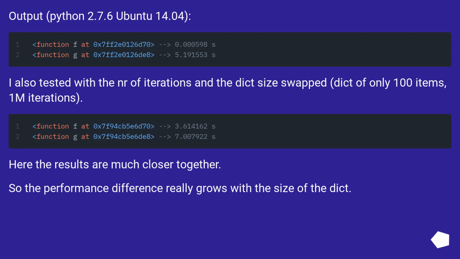I also tested with the number of iterations and the dict size swapped: a dict of only 100 items, with 1 million iterations. Here the results are much closer together. So the performance difference really grows with the size of the dict.